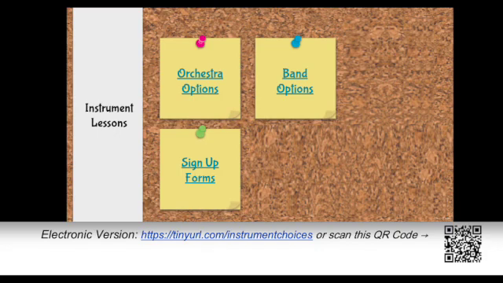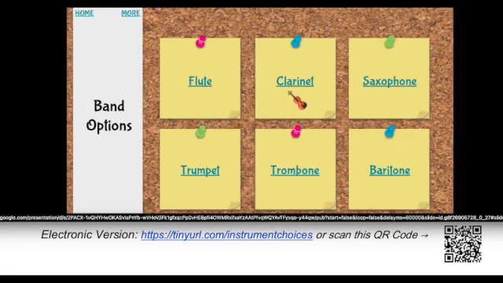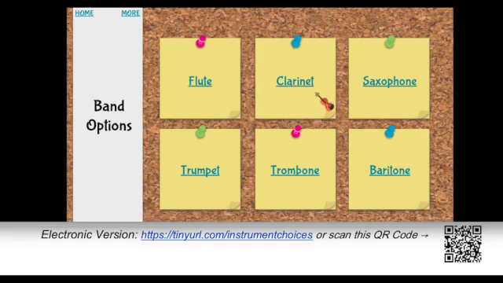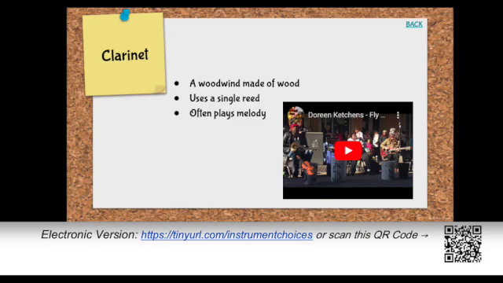One way to explore our instrument options is to scan the QR code that we've given to you, and it takes you to the choice board that we created. Here, we've listed all of the orchestra options and band options. If you click on one of our post-its, it takes you to the options within that ensemble, that musical group. You can click on whichever instrument you're interested in and hear what it may sound like. And there's also a little description about how it's played or anything special about it.